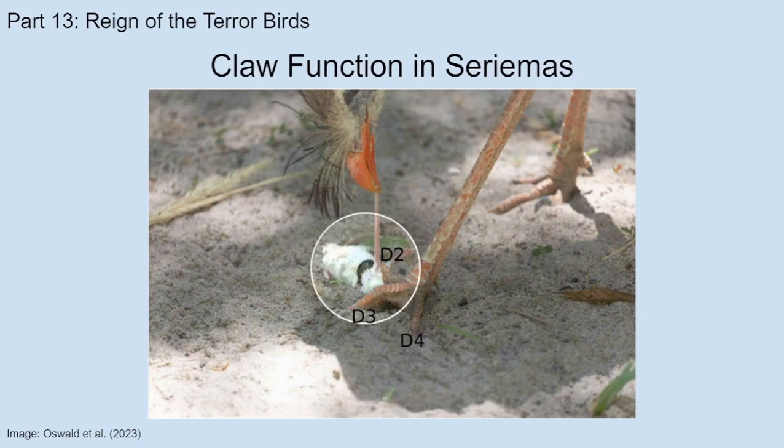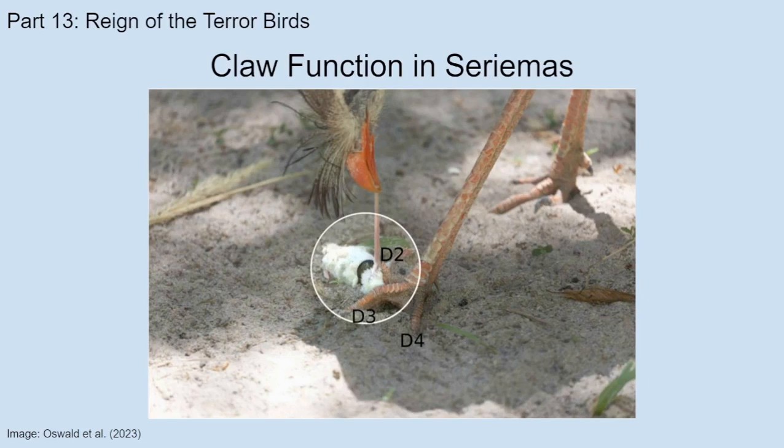One of their very curious features is that they have this claw on the second toe of their foot, the innermost toe on their foot other than the backwards pointing toe. They usually hold this toe, or the claw on this toe, a little bit off the ground.